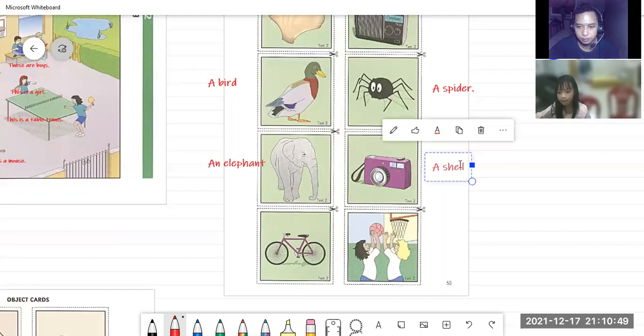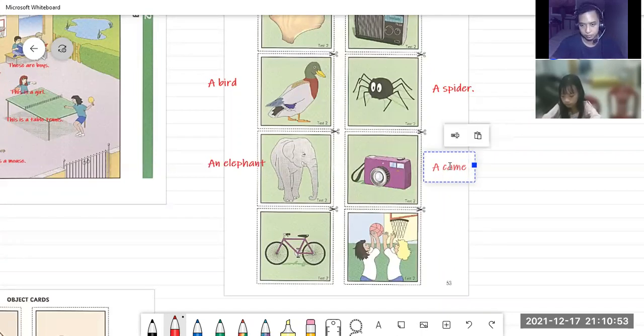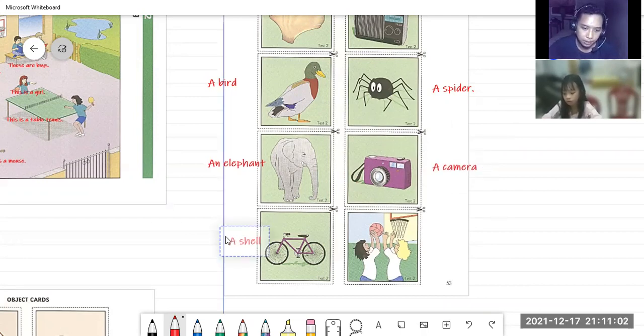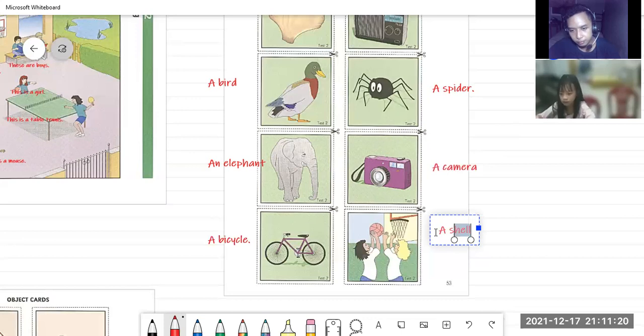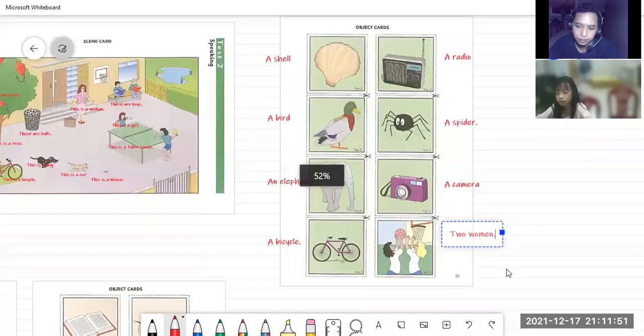What is this? This is a camera. Very good. Camera. Next. This is a bicycle. A bicycle. Next. What is this? Two women. Okay, two women. Very good.